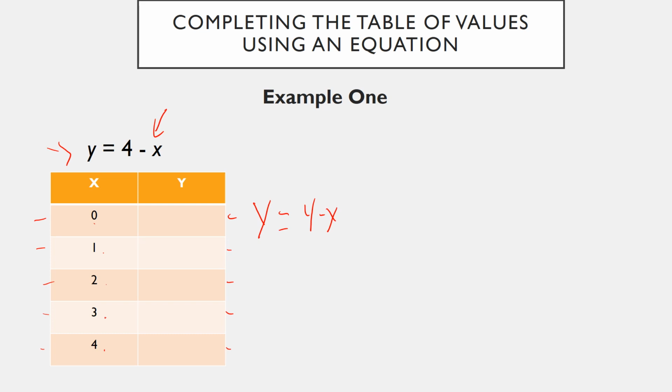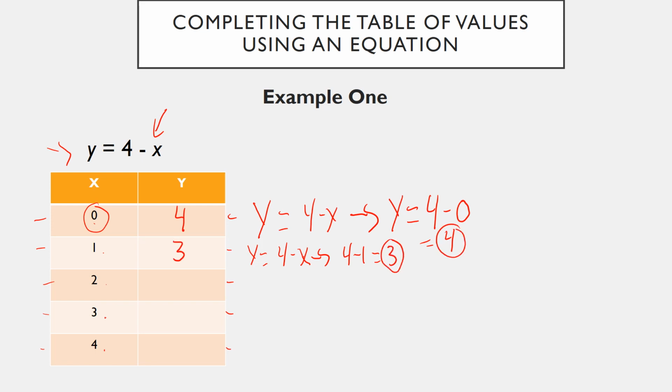Except we know what the x value is in this row, because the x value here is 0. So all we have to do is go y equals 4 minus 0, which is 4. So the y value is 4. We do this again for this next one. So y equals 4 minus x, which then gives us 4 minus 1, which gives us 3.